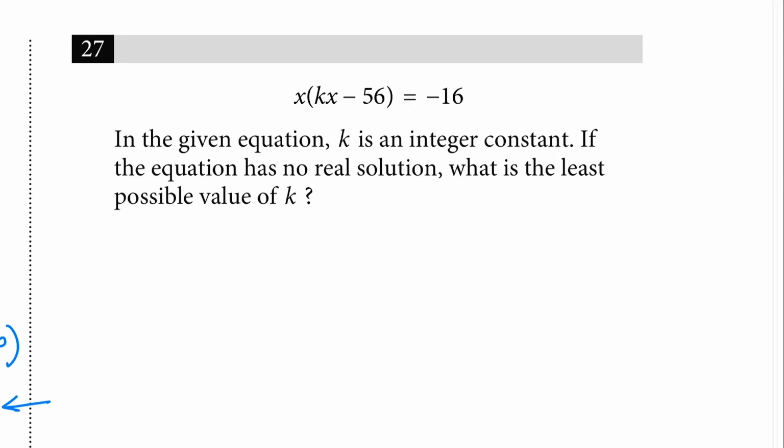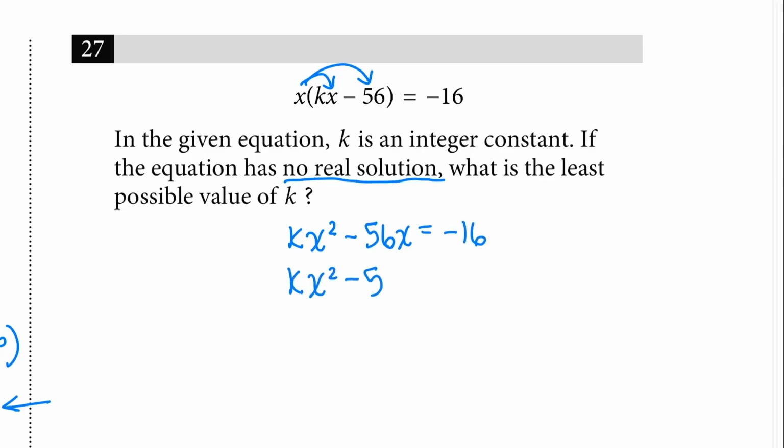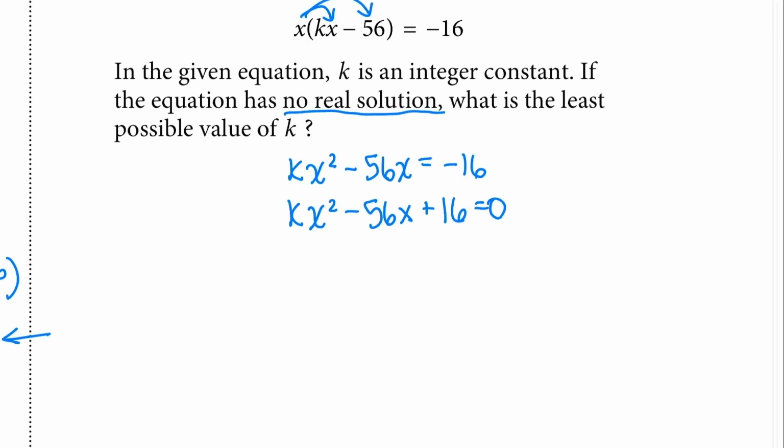We're almost done. In the given equation, k is an integer constant, and if the equation has no real solution, what is the least possible value of k? So in this case, we are going to apply the discriminant, and the first thing that we're going to do is distribute that x. Now we can add 16 over. And if we have no real solution, that means the discriminant is going to be negative.